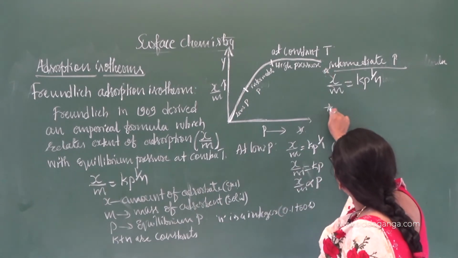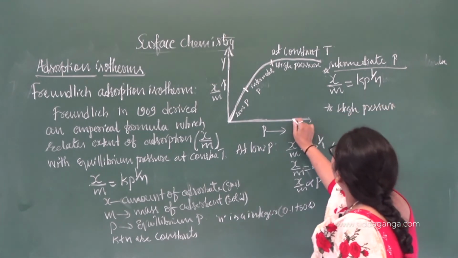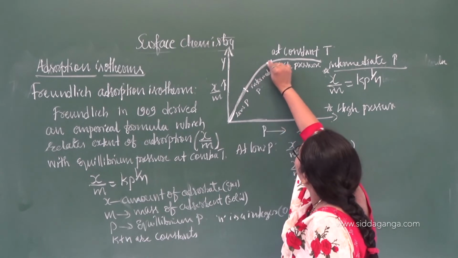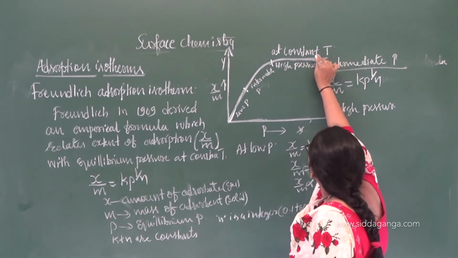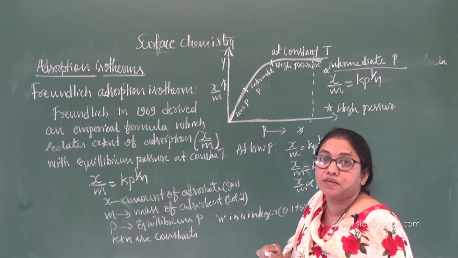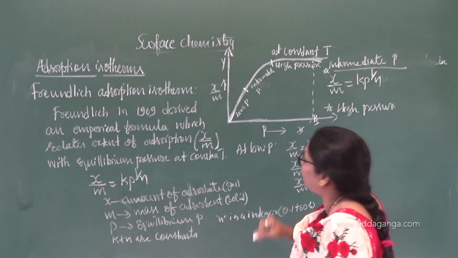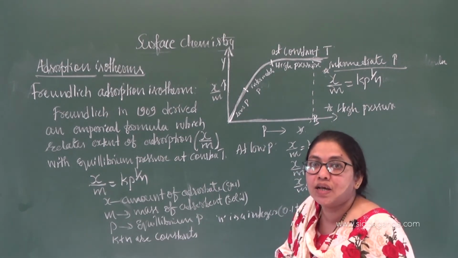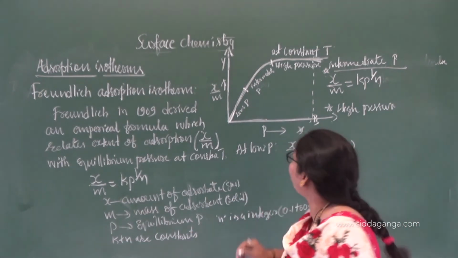What happens at high pressure? You look at the graph. This is the low pressure, this is the intermediate, this is the high pressure. You can see that there will be no change afterwards; you are going to get a straight line. That means it has reached saturation. We call that pressure the saturation pressure. Then the value of n will be infinity.